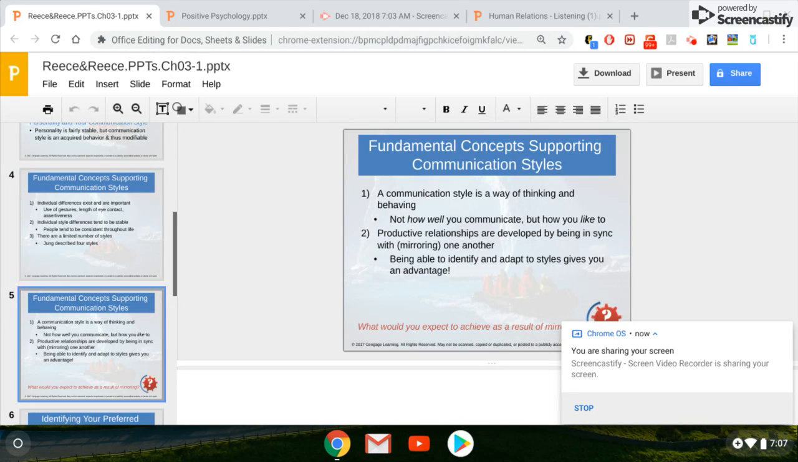Fundamental concepts supporting communication styles. A communication style is a way of thinking and behaving. It's not how well you communicate, but how you like to communicate. Productive relationships are developed by being in sync or mirroring one another, and being able to adapt and identify styles gives you an advantage.